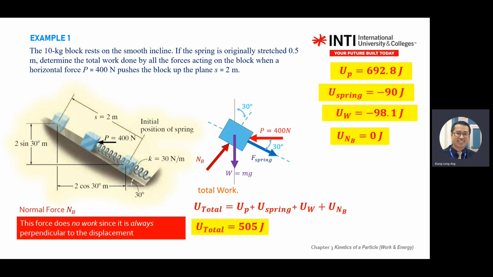What is the equation for kinetic energy? Still remember? Half mv squared. What is the potential energy equation? mgh. Now, for the coming session, we will focus on kinetic, then only come to mgh.